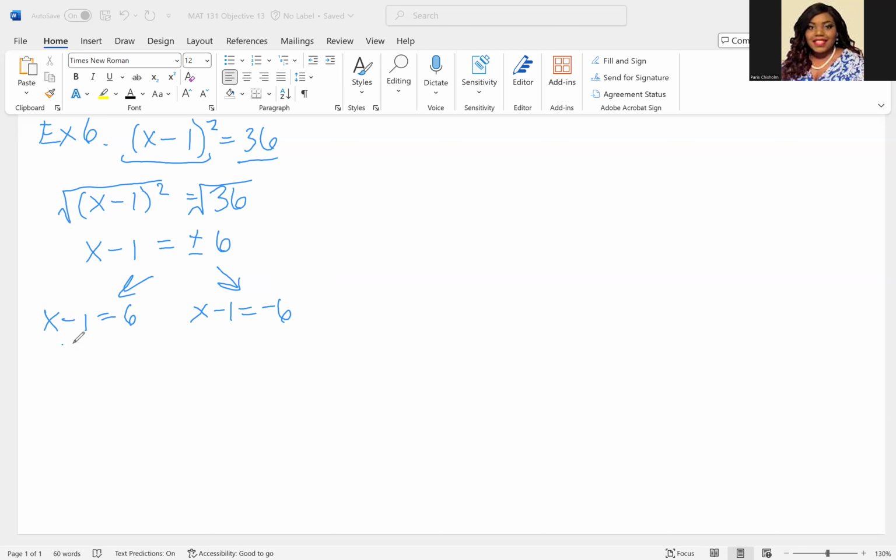So for the first one, I need to add 1 to both sides. So x will be 7. And for this one, when we add 1 to both sides, x will be negative 5. So we still found our 2 x's, okay? X is 7 and x is negative 5, all right? So these are a little different than the problems we just looked at, okay? Let's look at another one.